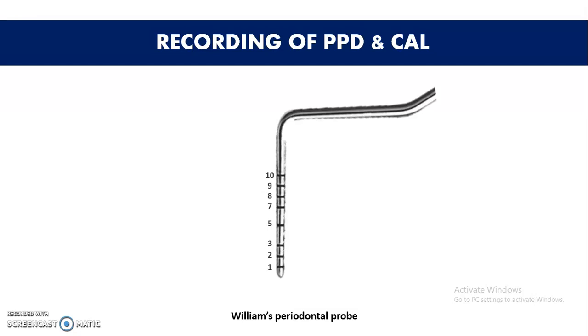The periodontal probe that you are using is Williams periodontal probe. Williams probe is calibrated in millimeters from 1 to 10. So the maximum pocket depth that can be measured using this probe is 10 mm.